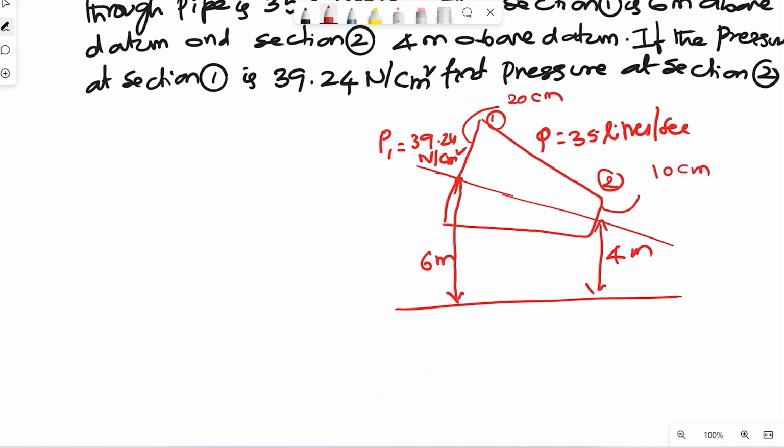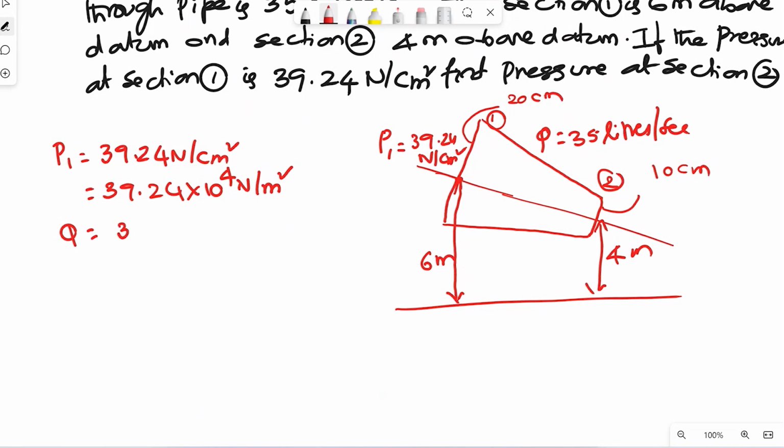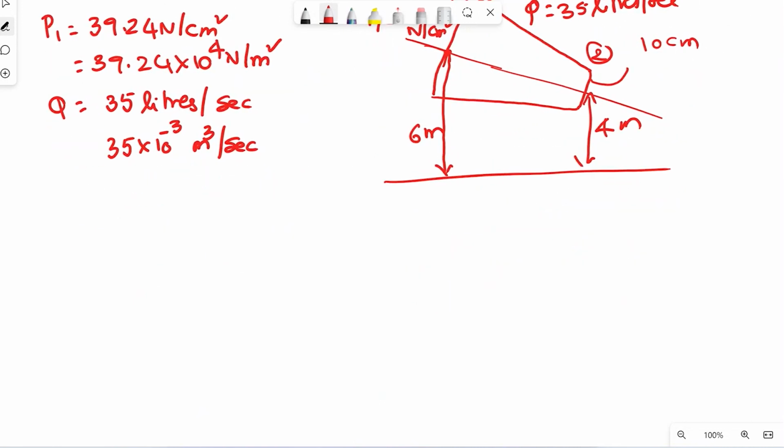Now let me calculate. First he has given P1 is equal to 39.24 Newton per centimeter square. So automatically I want Newton per meter square, because the unit that we are following is Newton per meter square. So it is 39.24 into 10 to the power of 4 Newton per meter square. Similarly, Q is also in another unit, that is 35 liters per second. We don't want liters per second, we want meter cube per second. So it is 35 into 10 to the power of minus 3 meter cube per second, as 1 meter cube is equal to 1000 liters. So these two were over.